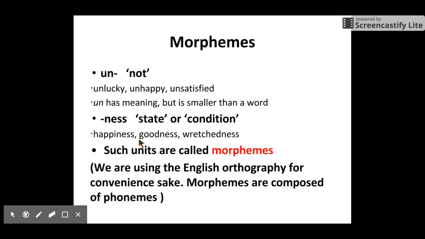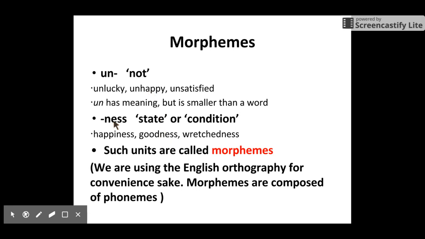So for example, in English we have un. The meaning of this morpheme is not. For example, we have unlucky, unhappy, unsatisfied. So lucky has a meaning and un has a meaning, and we combine the two meanings together, right? Un has meaning, but is smaller than a word. This is a morpheme.